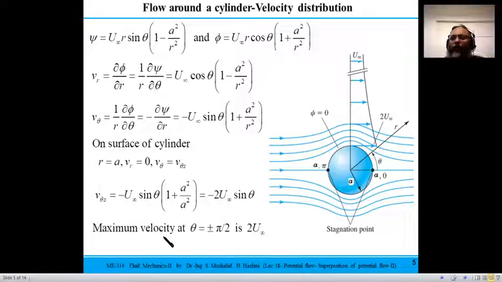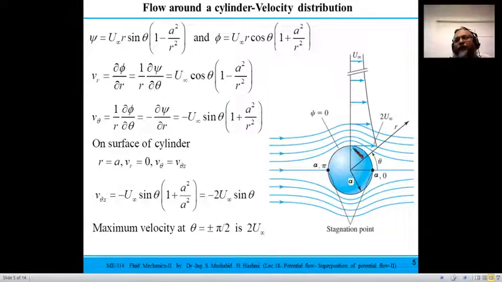The maximum velocity we have learned, either if you take theta plus pi by 2 or minus pi by 2, or theta 270 degrees, whatever it is. So minus pi by 2 means clockwise, plus pi by 2 means anti-clockwise. So your maximum velocity at that point would be twice the free stream velocity. And obviously as we move in the y direction, the velocity is going to decrease, and if you go away from the surface of the cylinder, the velocity would be the same as the free stream velocity.